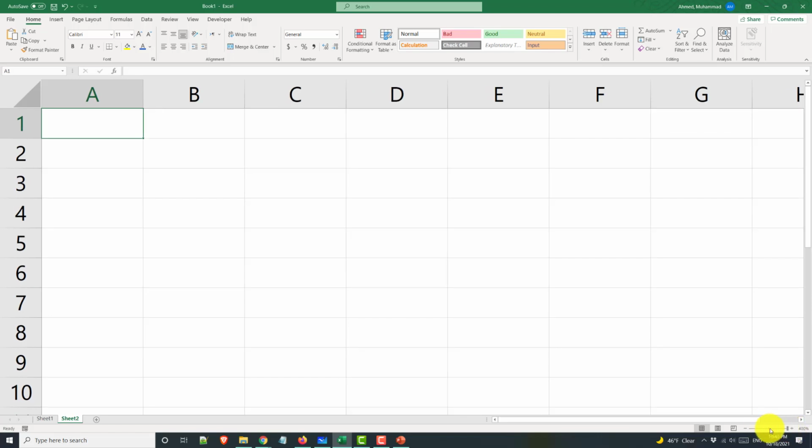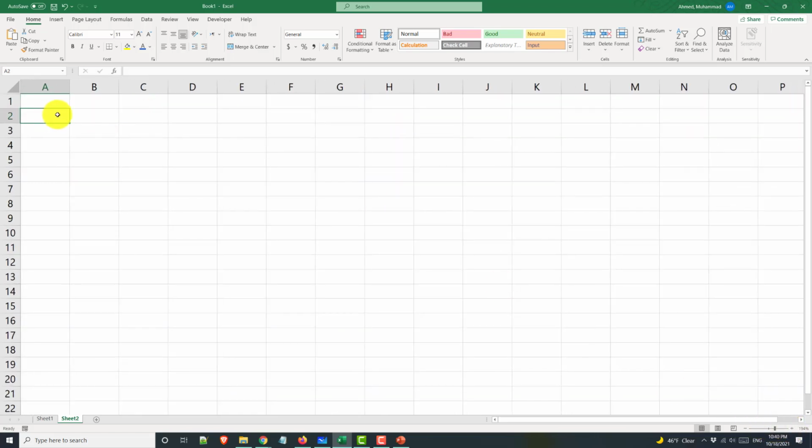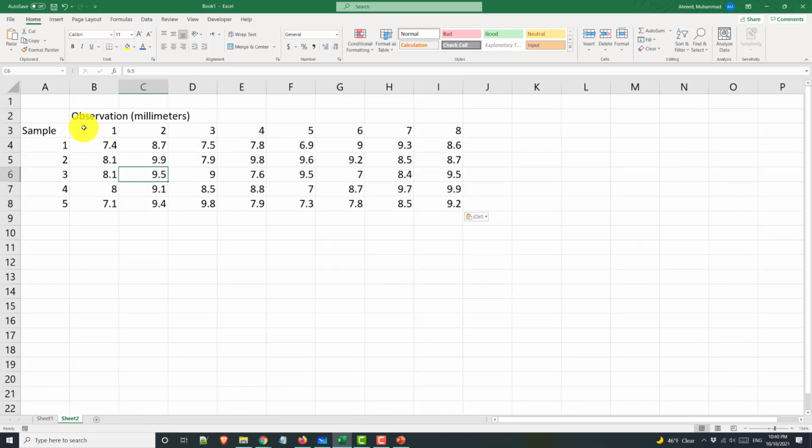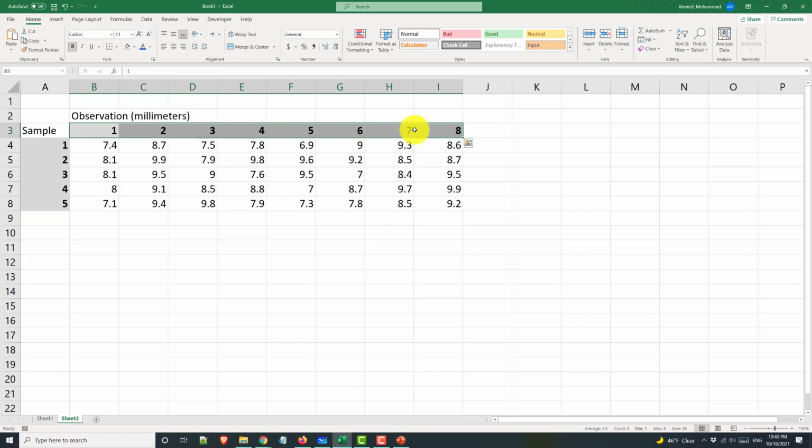Okay, and we're going to paste the data here. Okay. So remember that we have some labels for the data. We have 5 samples, 1, 2, 3, 4, 5. Each sample has 8 values.